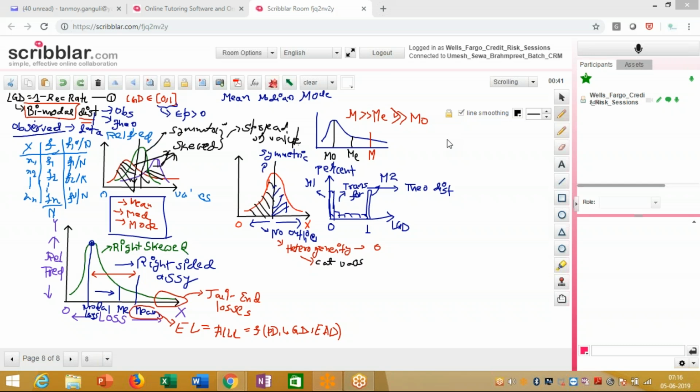So, any questions up to this point? Students, are you clear about when a loss distribution can be symmetric and when a loss distribution can be asymmetric? Perfect.